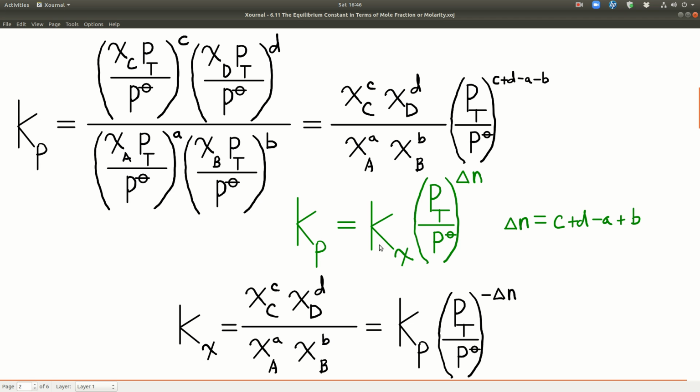If we rearrange this just a little bit by dividing both sides through by total pressure over standard pressure to the delta n, we get K mole fraction is equal to Kp times total pressure over the standard pressure to the negative delta n. So this is how we convert from one K to the other. And in general, they're different numbers unless delta n is 0. What does that mean? That means we have the same number of gaseous products as we do gaseous reactants.